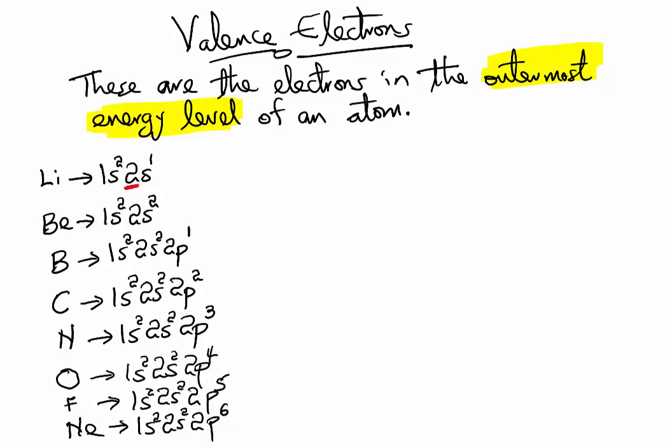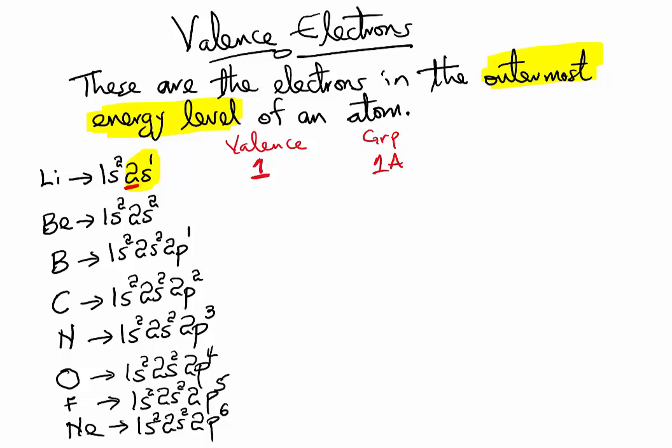Lithium has 3 electrons. 2 of them are in energy level number 1, in the 1s orbital. Only 1 electron is in energy level number 2. What that means is that the valence for lithium is 1. And that is why lithium will be found in group 1A in the periodic table.